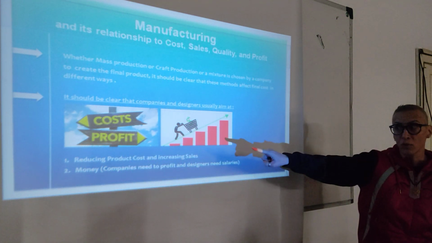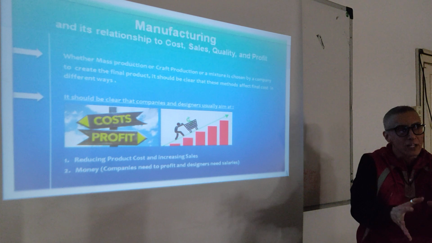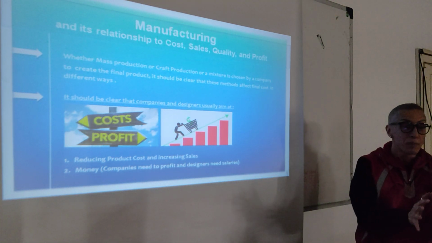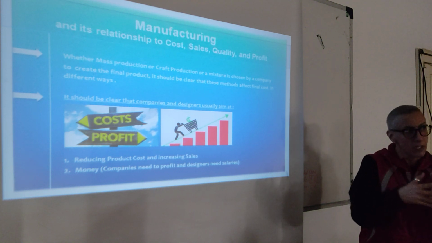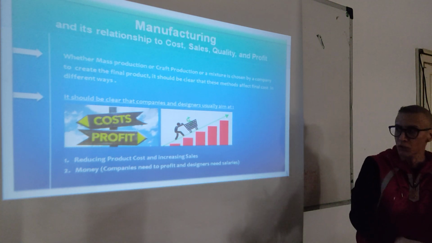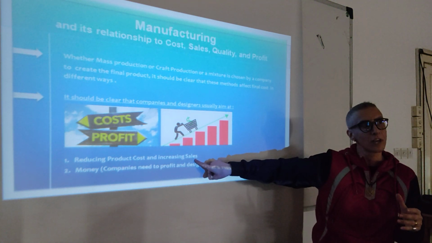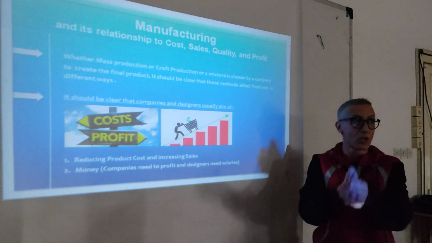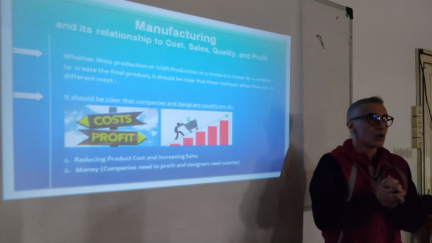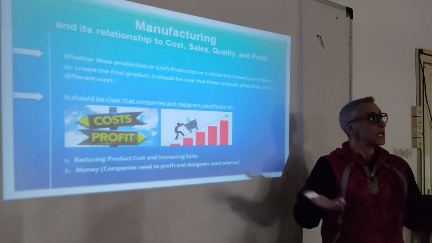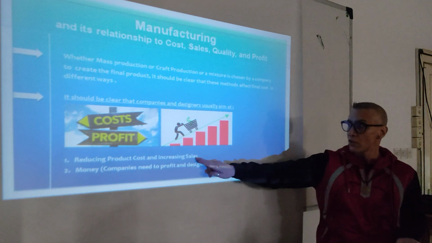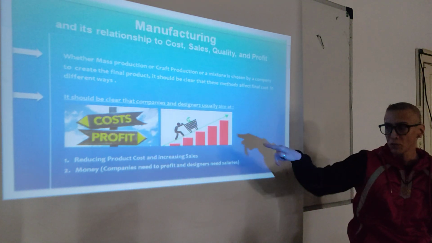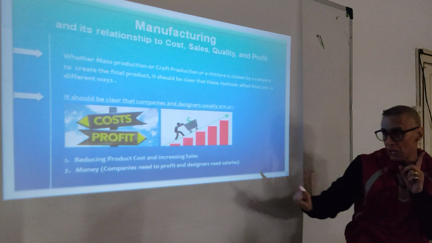Now, reducing product cost, it's the final cost of the product. Now we will talk in a minute about how this can be done. But the final cost, companies in general always try to reduce it as much as possible and increase the sales. The sales means how many of these pieces will be bought by the customer. So, will 100 be sold, 1 million, 10 million? They always aim at increasing sales while reducing cost, okay? We will talk about these two things in a minute.